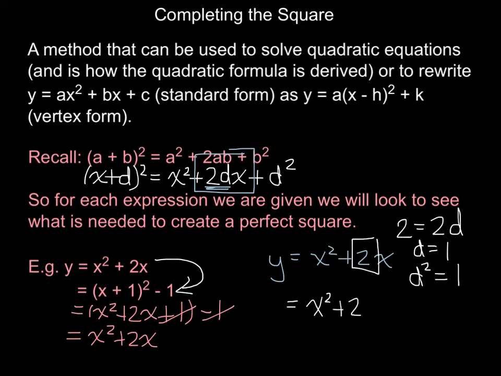But of course, I can't add something without changing it, so I have to both add and subtract 1, so that I'm actually really just adding 0. But this now is where I get my perfect square. You can see that what I'm left with here, this section here, is what we had here. So that means we have (x plus 1) squared minus 1. And that's the method we're going to use. You're going to see a couple of examples as I work through them.